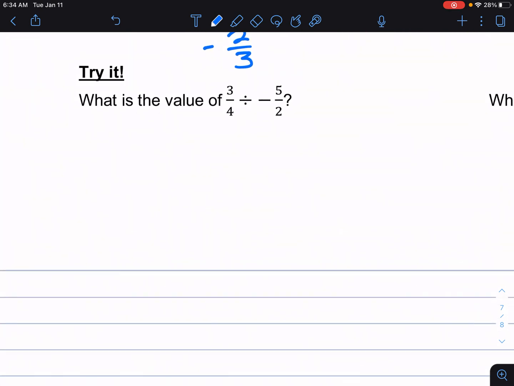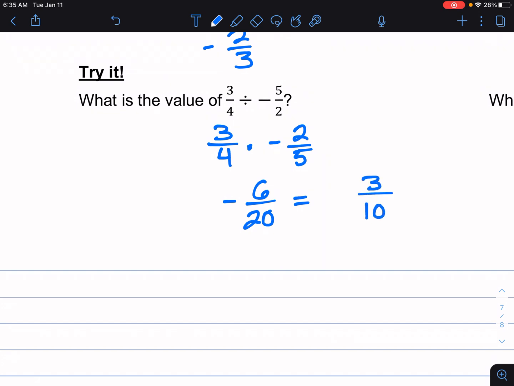So once again, this one was already set up kind of nicely for you. Change it to be multiplication, change it to be the reciprocal, and now we should be ready to multiply going straight across. So take 3 times 2 is 6, 4 times 5 is 20, and then change it to be negative. And now, here's where we need to talk about simplifying. Both 6 and 20 are divisible by 2. 6 divided by 2 is 3, 20 divided by 2 is 10, and then we leave our final answer as negative.